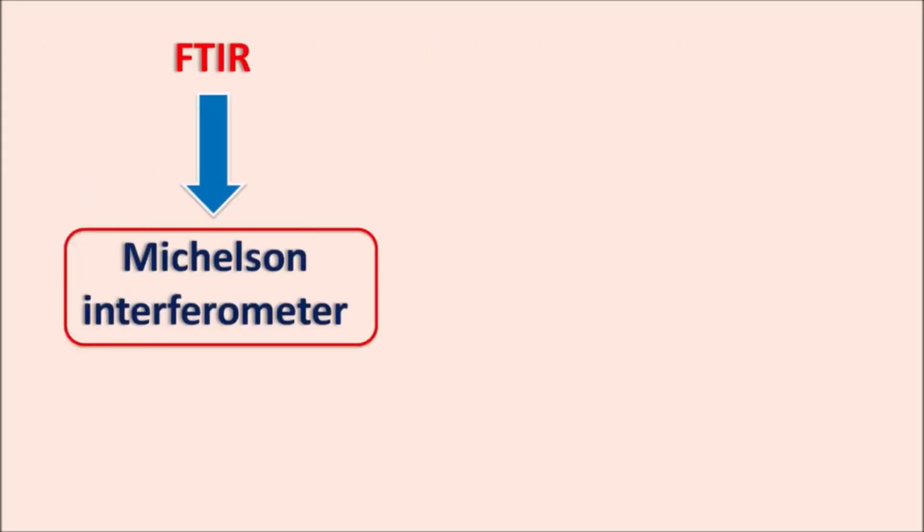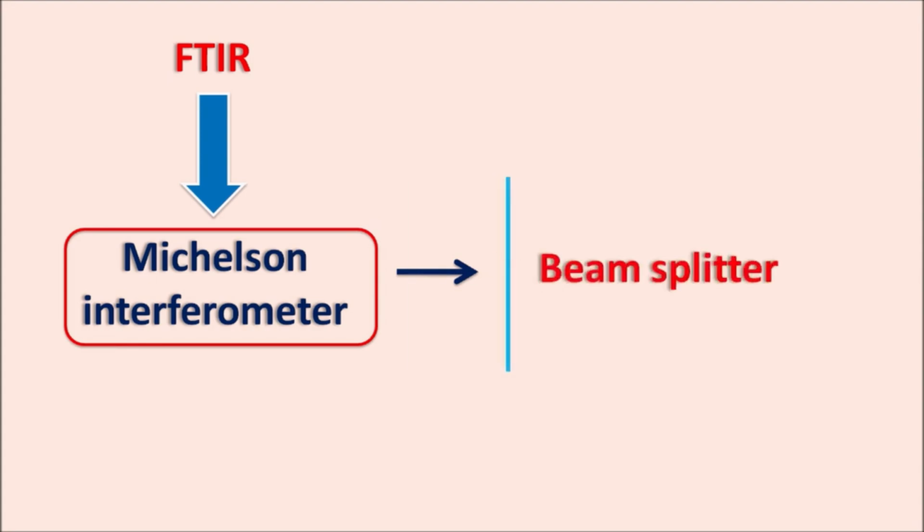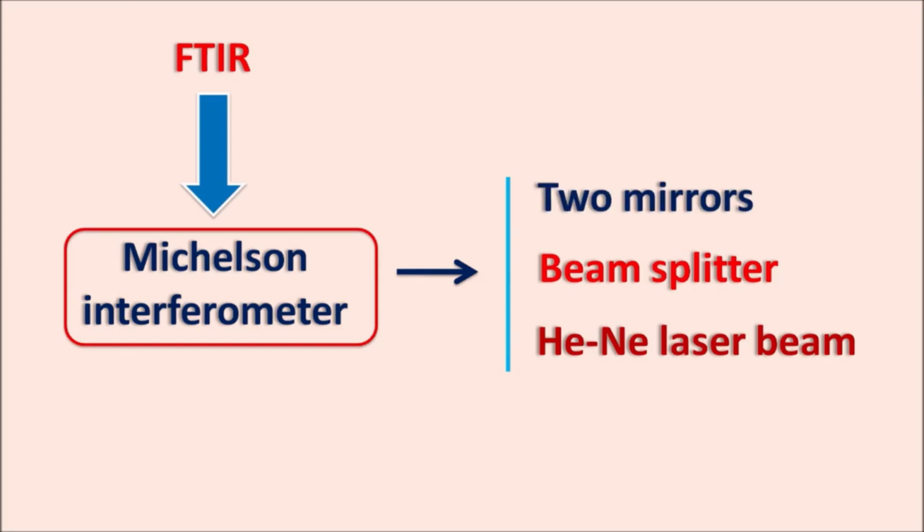Within the FTIR, an important component is the Michelson interferometer. What is this Michelson interferometer? This component acts like a monochromator, but it works by a different mechanism. It mainly has three important components. First, the beam splitter, which splits the incident radiation into two equivalent radiations. Second, the helium neon laser beam, which is responsible for the accuracy in the FTIR. And finally, the two mirrors: one is movable and the other is a fixed mirror.